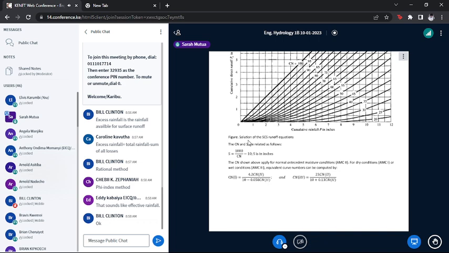Yeah, so the rational method is only used to calculate the peak discharge Q, and in excess rainfall we want to calculate all discharges and not only the peak discharge. But I know many of us are not able to differentiate those things, but it is very important to know that.